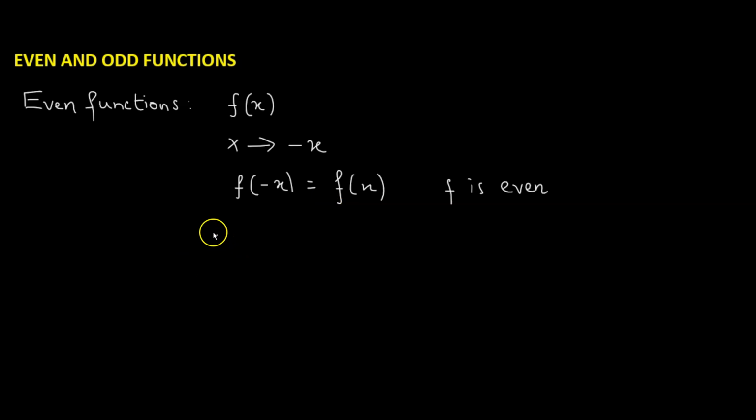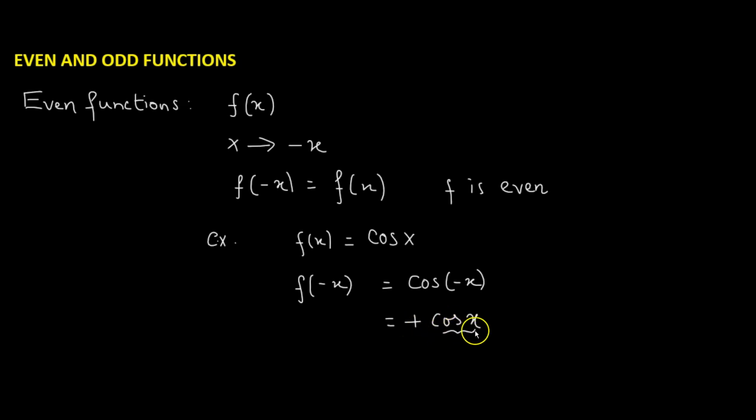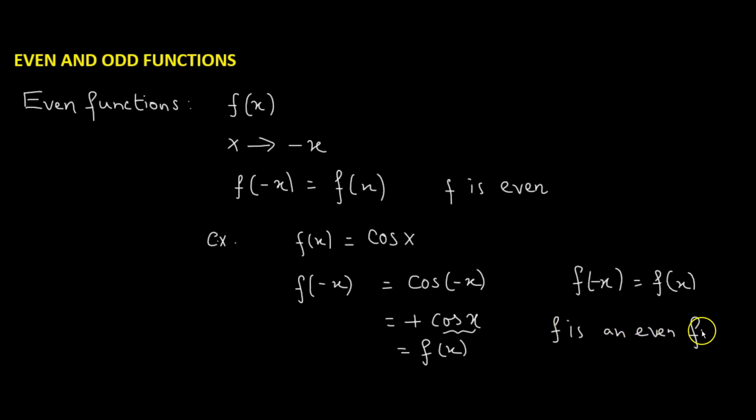So for example, suppose we have the function f of x equals cosine of x. If we substitute the value of x with negative x, that gives us cosine of negative x, and cosine of negative x is positive cosine of x. We see that we get back the original function, cosine of x, which is simply f of x. So that means f of negative x is equal to f of x. In such a case, we can say f is an even function.